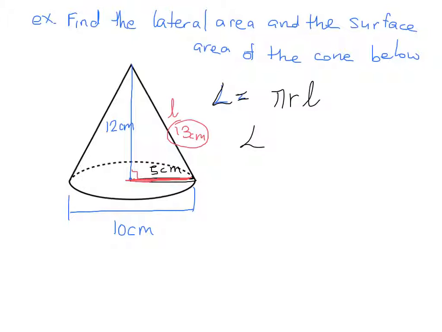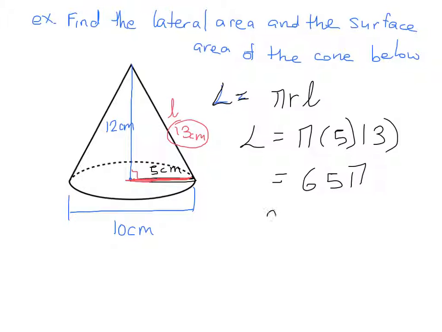So our lateral area is equal to pi times 5 times 13, which gives us 65 pi, and that's approximately equal to 204.2 centimeters squared. That's how you find the lateral area. And if you want the surface area as well, which we do in this case, then you'd do surface area, S, is equal to lateral area, which we just found, plus pi r squared.